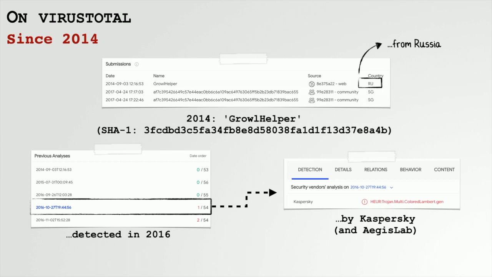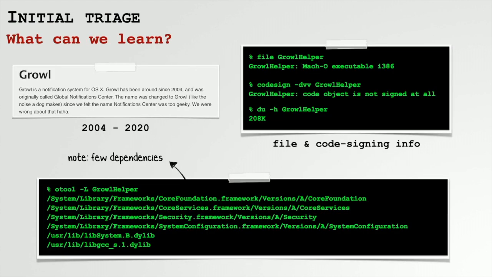What is there? So starting with just looking at the sample on VirusTotal, we can see that it was first submitted to VirusTotal from Russia in 2014 under the name Growl Helper. It was first detected in late 2016 by Kaspersky, and then about a month later by a security firm out of Taiwan, if I remember correctly. So if we download this file, what do we get? We have the name Growl Helper, so we know that that is the name that the binary gives itself on the system. Now, Growl is a popular, or rather was a popular notification system on OSX, first released in 2004.